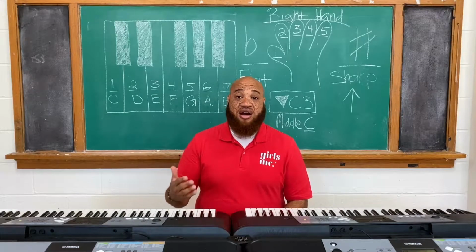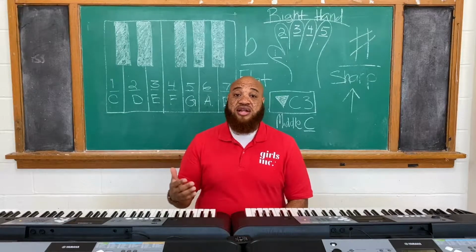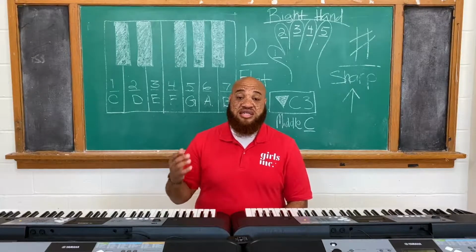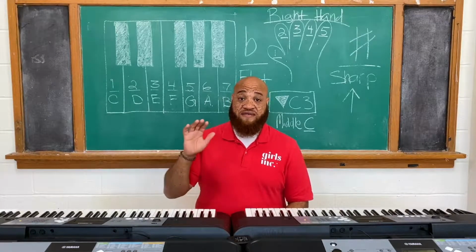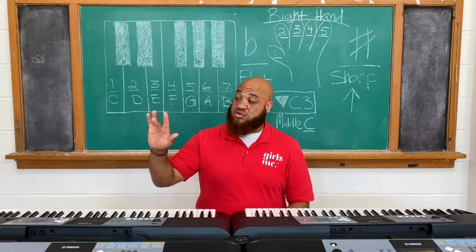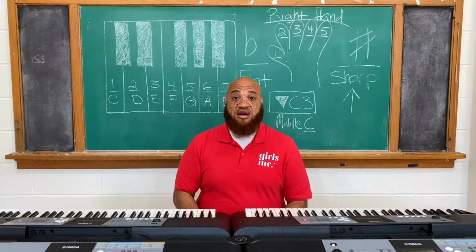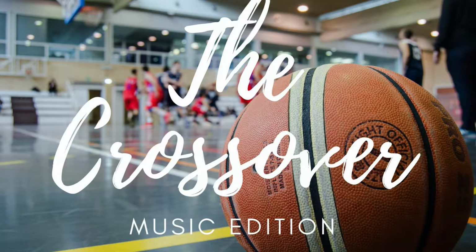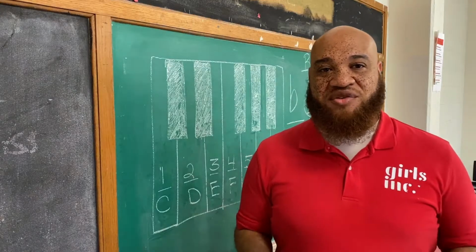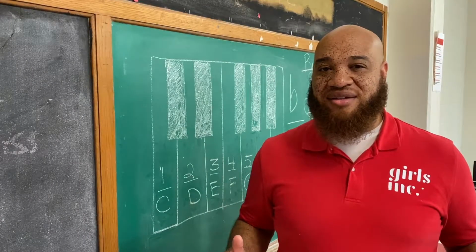So we focused on the scale starting on C, which is C, D, E, F, G. 5 fingers, meaning 1, 2, 3, 4, and 5. Today, we're going to focus on something called a crossover. When you think of the word crossover, what comes to your mind?